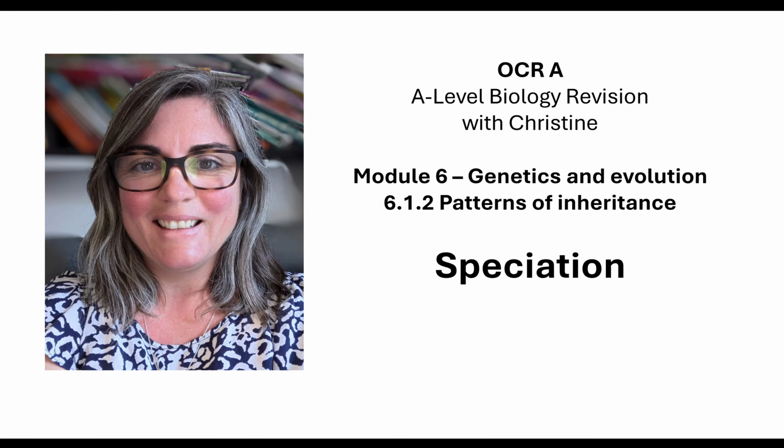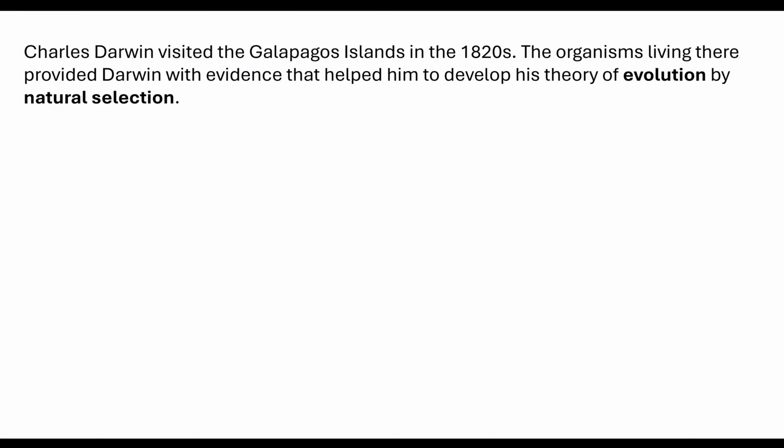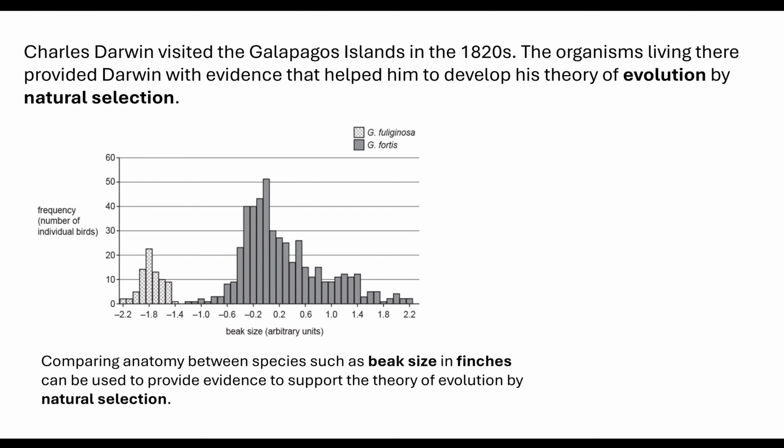So today's lesson I want to look at speciation, which is part of your module 6 topic. Charles Darwin visited the Galapagos Islands in the 1820s, and the organisms that were living there provided Darwin with evidence that helped him develop his theory of evolution by natural selection. They may give you a graph that looks like this, and they may tell you that comparing the anatomy between species, such as beak sizes in the finches, can be used to provide evidence to support this theory of evolution by natural selection.